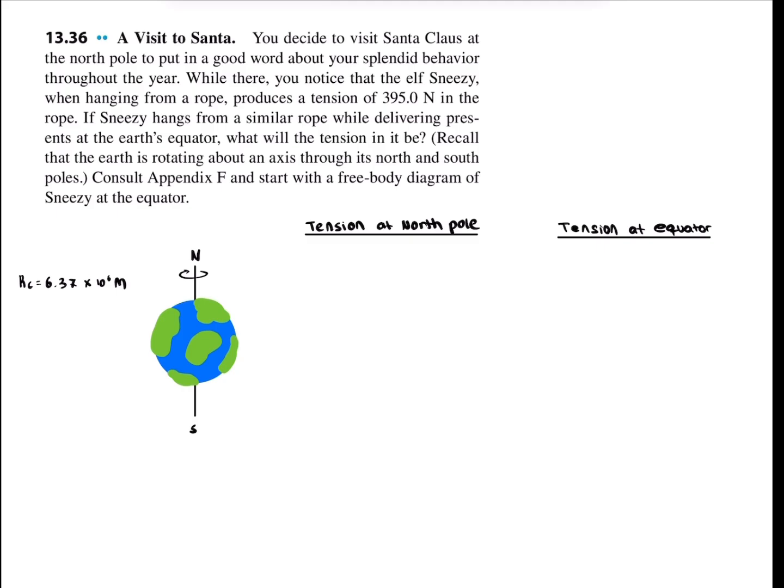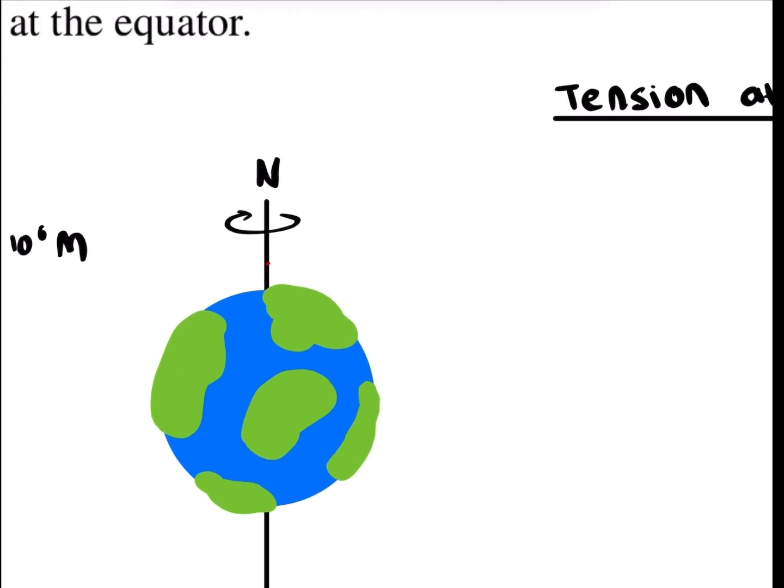Okay, so the first step to this question is drawing a free body diagram for Sneezy when he's on the North Pole and then when he's on the equator. When Sneezy is at the North Pole, he is directly on the Earth's axis of rotation, which means that he is experiencing no circular motion because he is right on that axis. There's no radius from the axis. In order for something to experience circular motion, there needs to be some type of radius from the axis of rotation.